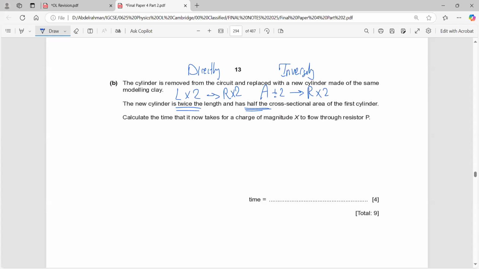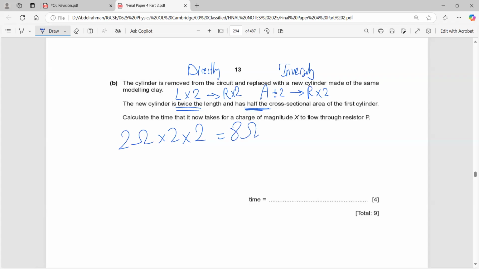So basically, the initial resistance was 2 ohms. When you multiplied the length by 2, the resistance was multiplied by 2. When you divide the area by 2, the resistance was also multiplied by 2. So now the new resistance of this cylinder is 8 ohms. Okay, nice.